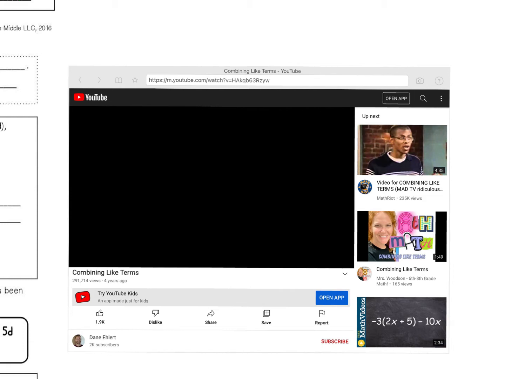We've got to combine those. 5x squared minus x squared looks a little tricky, but whenever there's just a minus x squared, we know we can put a 1 in front there because it's just an invisible number. 5x squared minus 1x squared is 4x squared. We're left with 4x squared plus 3x. That's as far as we can go. We're done. That's combining like terms.